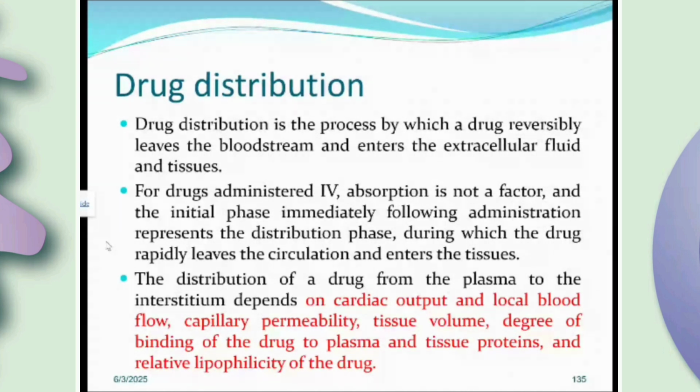So from that original site of administration, the drug gets into the bloodstream, tissues and the extracellular fluids. Now, what are the factors that influence how fast the drug leaves the bloodstream? Cardiac output and blood flow can be summarized as just blood flow. Then capillary permeability, tissue volume, degree of binding of the drug to plasma and tissue proteins, and relative lipophilicity of the drug. When you look at blood flow, which one makes for a faster movement? Is it fast when the blood flow is high or when it's low?